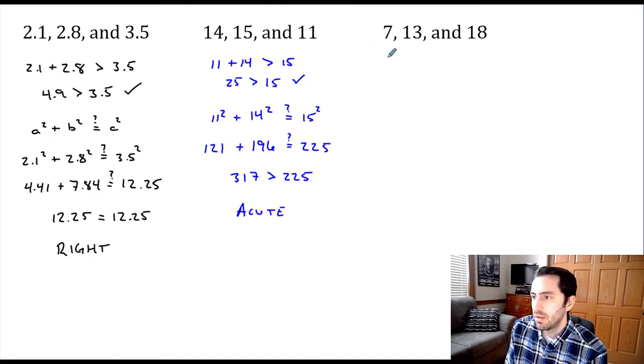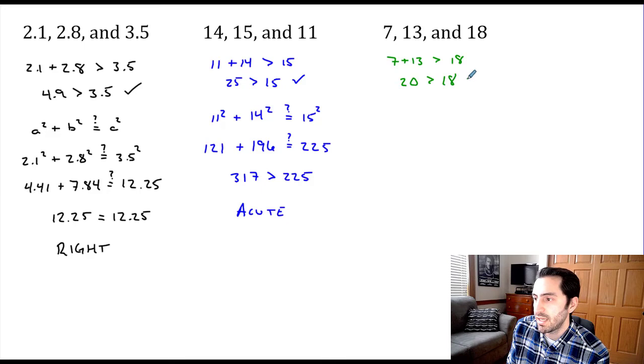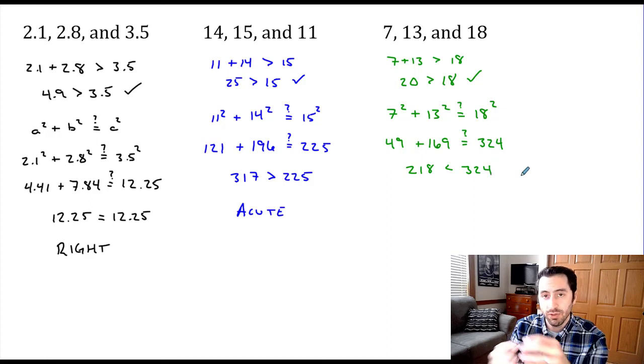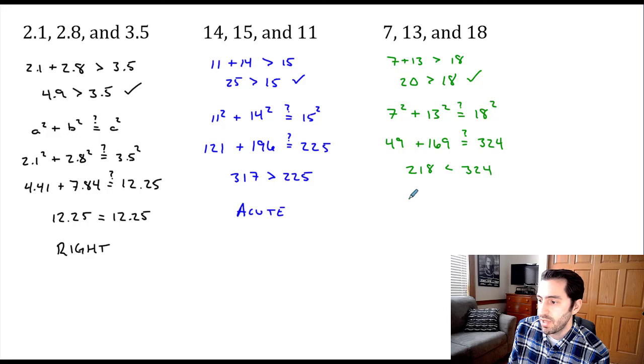And our last one, again, just to verify, we'll do our two small sides, and that has to be bigger than the longest side. So 7 and 13 is 20, which is bigger than 18. So again, yes, this can be a triangle. And now plugging these into our equation, 7 squared plus 13 squared, and we'll compare that to 18 squared. 7 squared is 49, 13 squared is 169, and 18 squared is 324. To finish up, 49 plus 169 is 218. 218 is smaller than 324. So what we have here is that the hypotenuse is bigger. The hypotenuse is stretching out, which means the angle across from it is now going to be bigger than 90. So that means we have an obtuse triangle.